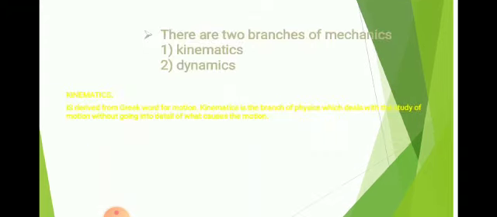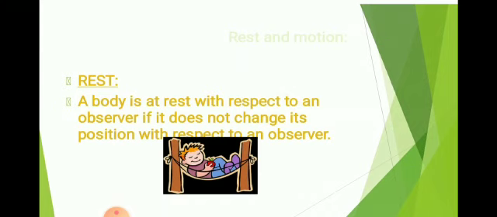So there are two branches of mechanics, that is kinematics and dynamics. Kinematics we will discuss in unit number 2, while the dynamics will be covered in unit number 3. Kinematics is derived from the Greek word for motion, and kinematics is the branch of physics which deals with the study of motion without going into detail of what causes the motion. So for this we have to discuss first rest and motion.